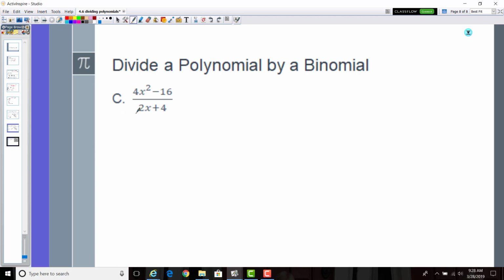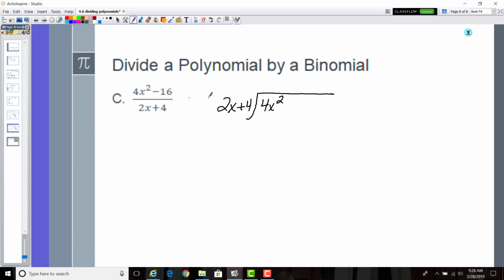Polynomial by a binomial. Again, my denominator is more than one term, so I know I have to use long division. 2x plus 4 is on the outside. Okay. This is the first time where we have a problem. My highest x squared term is x squared, but I have no x's before I get to a number.